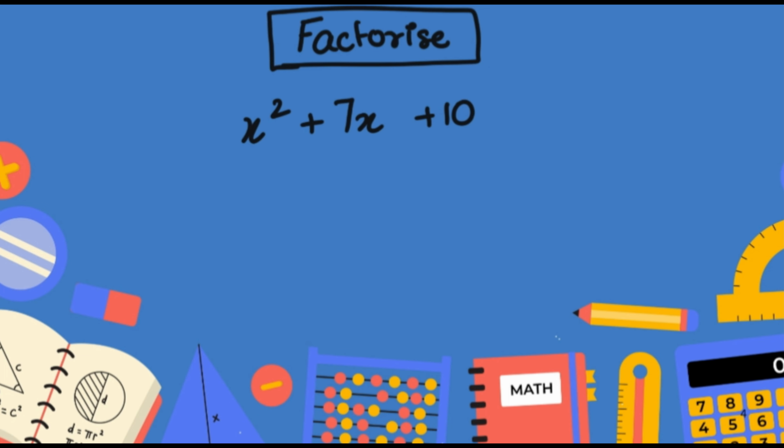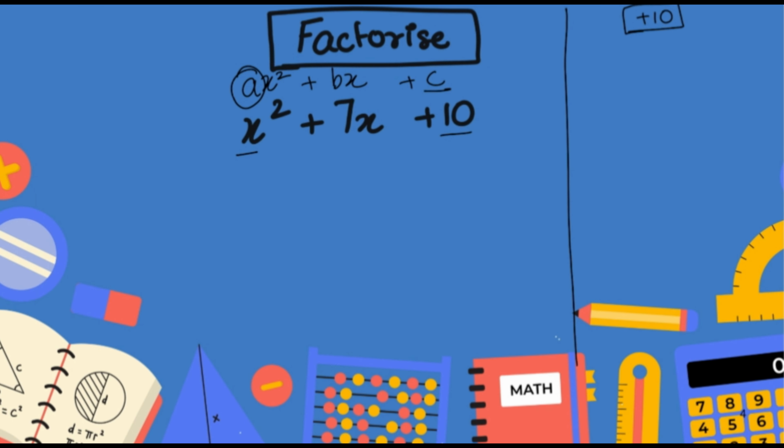Okay, so what is the first step? The first step is you have to multiply the first term and the last term, that is, in ax squared plus bx plus c, you have to multiply a and c. Okay, so once you multiply a and c, what you get is positive 10. We need to find the products or the factors of 10.